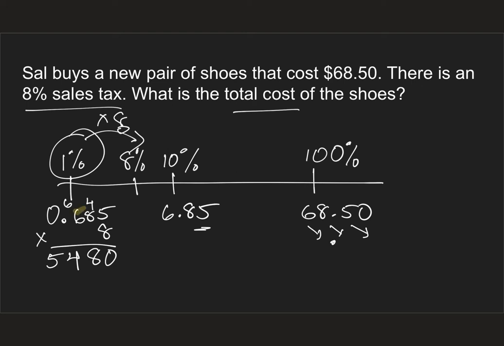2, 1, 5. How about 3? 3. Never mind. 6, 8, 5 are behind the decimal. So in our answer, we need 3 numbers behind the decimal. So where's it going to go? Where's our decimal place going to go?